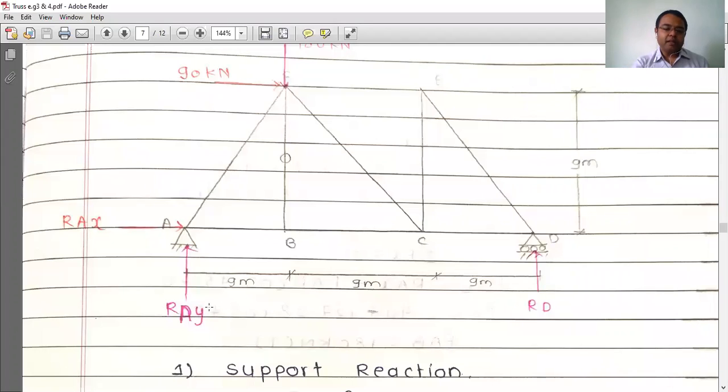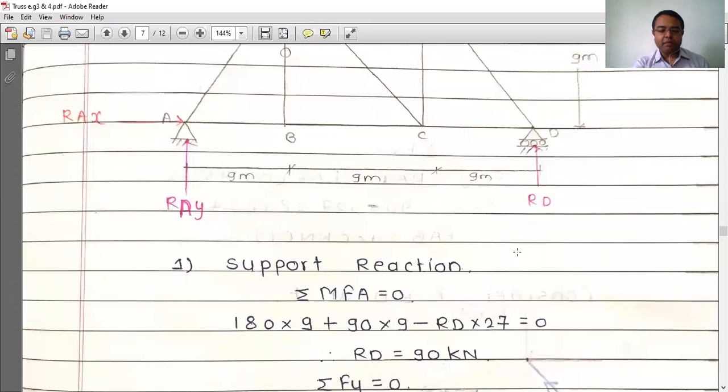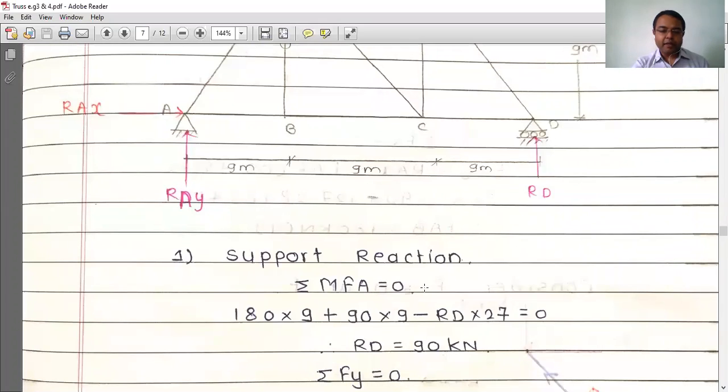Okay, to find RD, we'll take a moment about point A. Okay, and we'll find reaction RD. Here clockwise will be positive, anti-clockwise will be negative. So here, the 180 kilonewton force: 180 is the force, into perpendicular distance 9 meter. Okay, it is going clockwise, so plus. Then the horizontal force is 90 kilonewton.